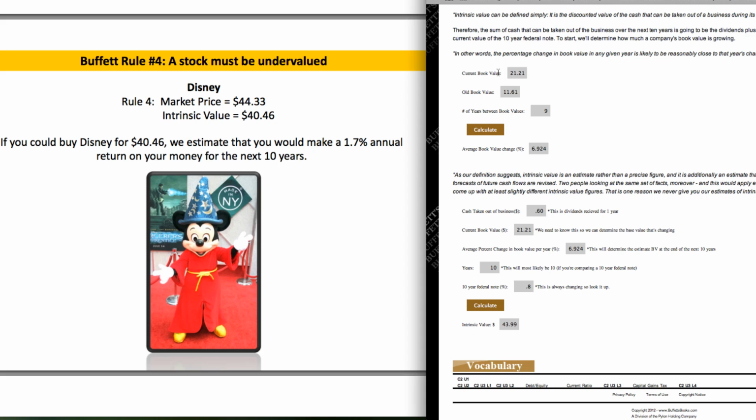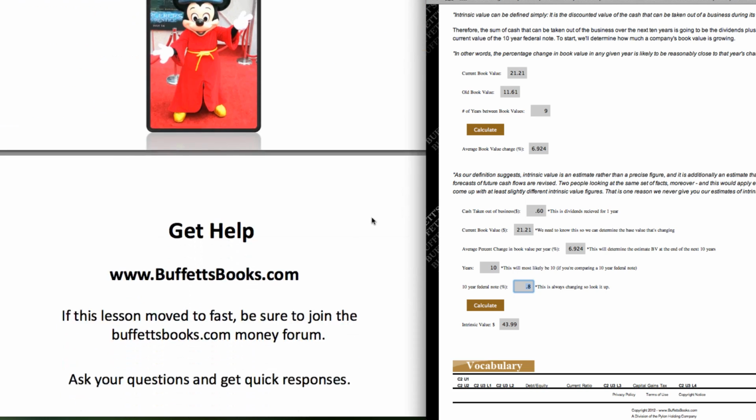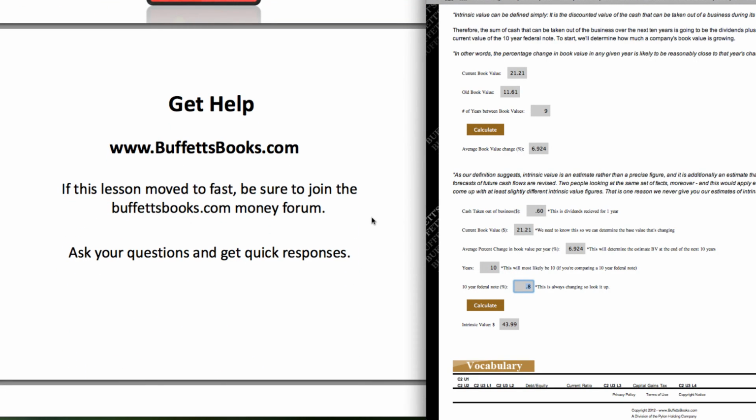So what I want you to do is come in here and play around with this calculator. I want you to get used to seeing how these numbers move. When you have a higher federal note value in there, you're going to see that it's going to drastically change that intrinsic value. And it's going to make it really easy for you to determine, hey, I need to be buying bonds, or hey, I need to be buying stocks because they're a really good value right now. This calculator is going to help you out so much, and I really hope that you get a lot of use out of it.